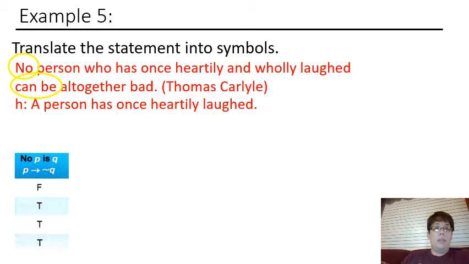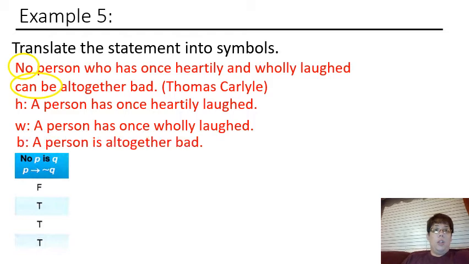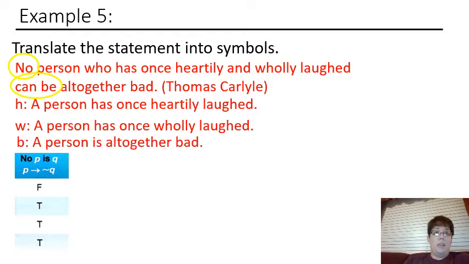All right, so I'm going to say H is a person has once heartily laughed. Okay, then I'm going to let W be a person who has once wholly laughed. All right. So now that's my P and Q. Oh, there's another one, B here, is a person is altogether bad. Okay. I have 3 statements here.